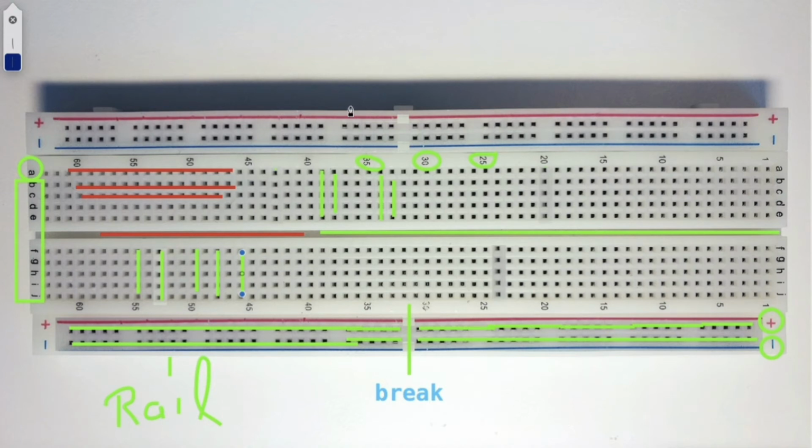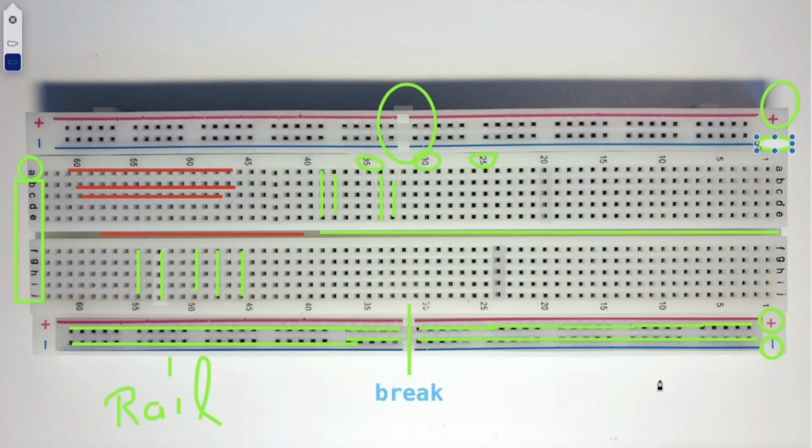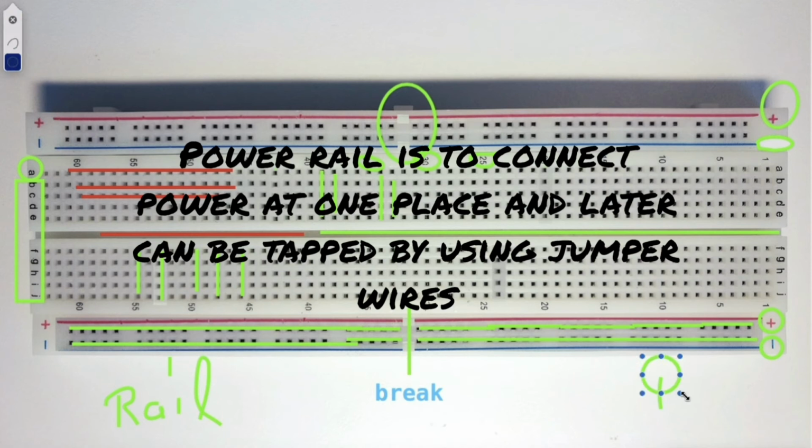There is a break between two rails. We have the positive rail, we have the negative rail. Everything is similar to the bottom power rail. So I mean by power rail where we connect our power supply. We can tap our connections from here.